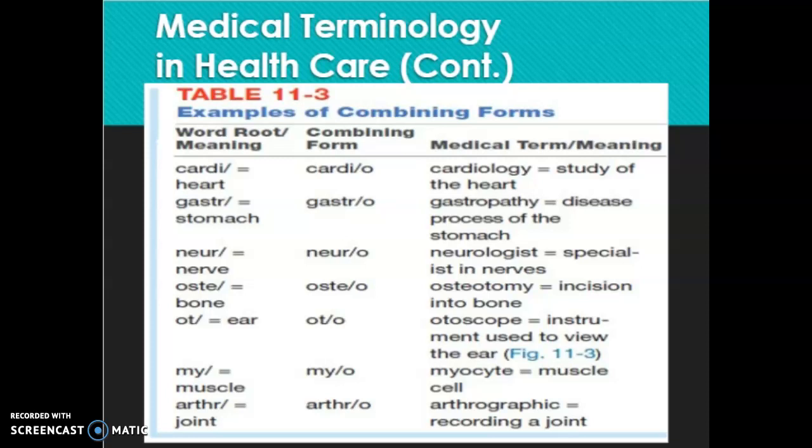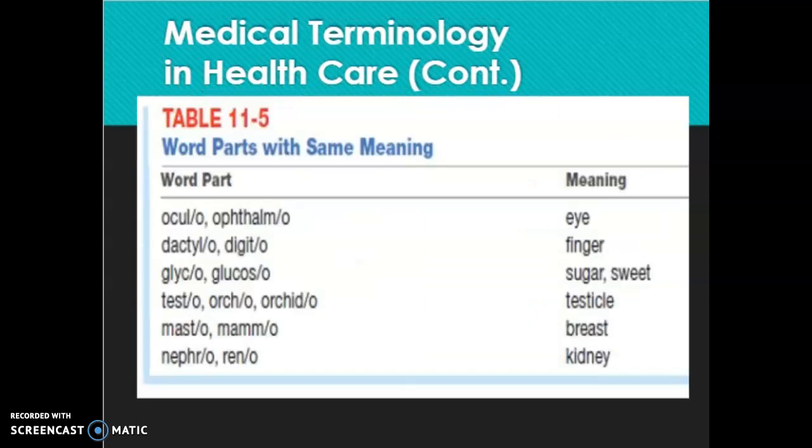Otomy is an incision into, and so an osteotomy is an incision into the bone. Scope means to view with your eye, and so an otoscope is an instrument that looks into your ear. A muscle cell is a cyte. So myocyte is a muscle cell. And graphic often means that you've recorded some kind of movement, and so arthrographic would mean a recording of a joint. Or it could be an image too. Arthrography has to do with an x-ray of a joint.